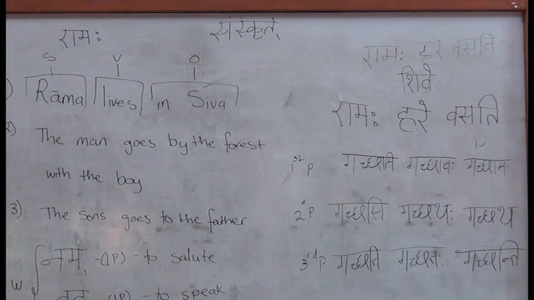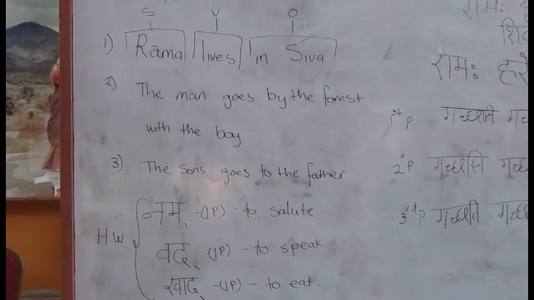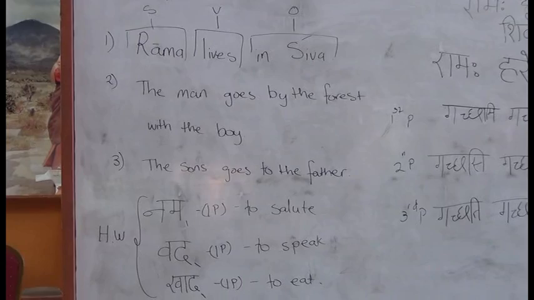So if anybody has Ramaha, Hare Vasati, put it correct. If anybody has Ramaha, Shive Vasati, put it correct. Okay? You see how important knowing your conjugation and knowing your declension is. Alright, so I want you to try question 2 and 3 for homework, and I gave you 3 verbs to conjugate for homework also. So you have 2 sentences to try. Go and tax your brains a little bit.